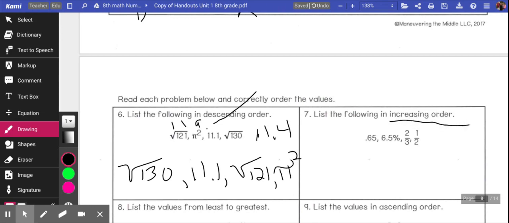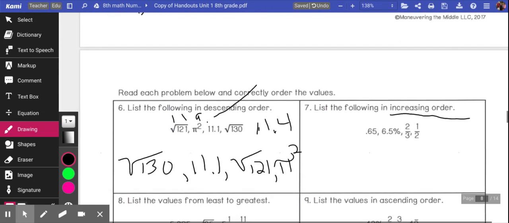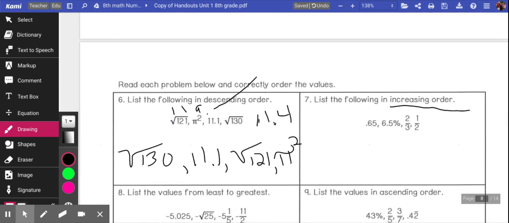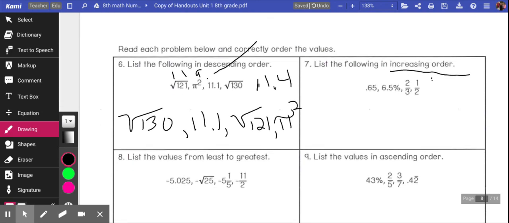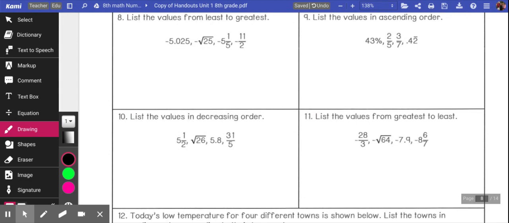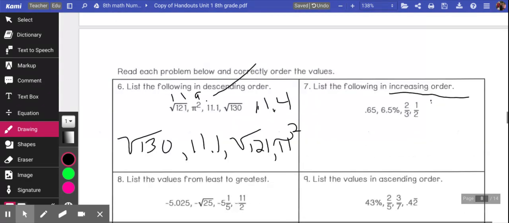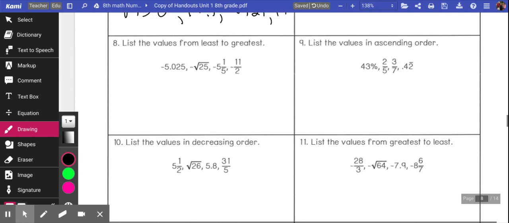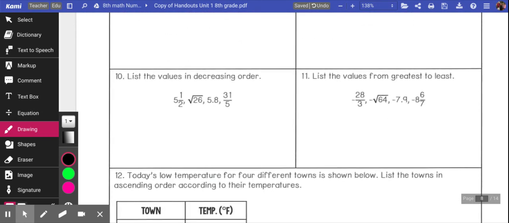We have increasing order. So that would be going from smallest to biggest. Now on this one, I would change them all into percents. But you can do whatever you want. Least to greatest. Ascending is going from smaller to bigger. Greatest to least here, and then descending would be going down again. Or decreasing, sorry. Okay, so do those, pause, and then look at my answers.